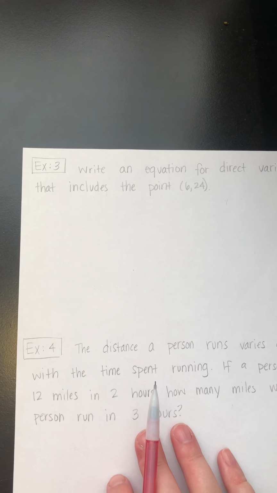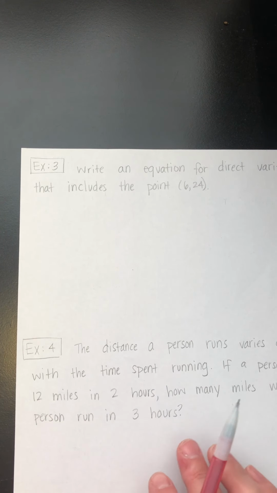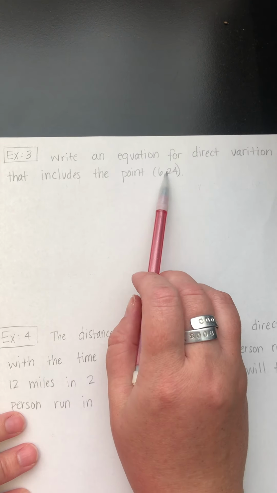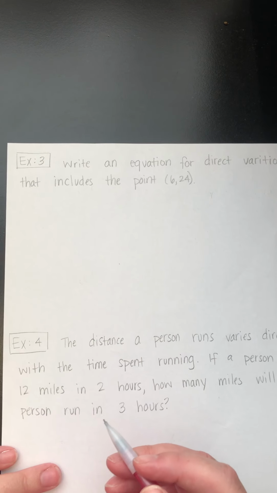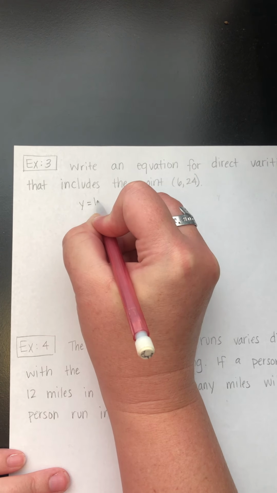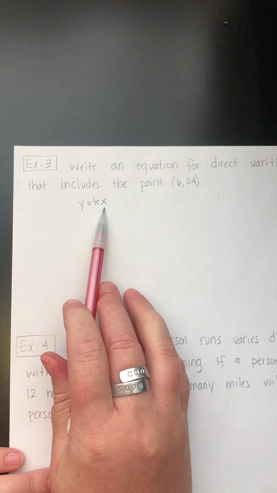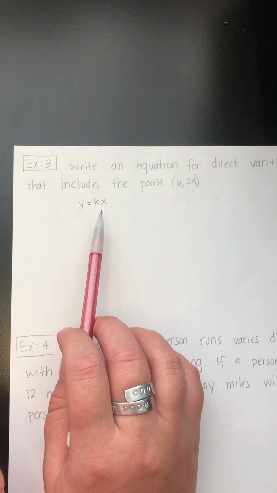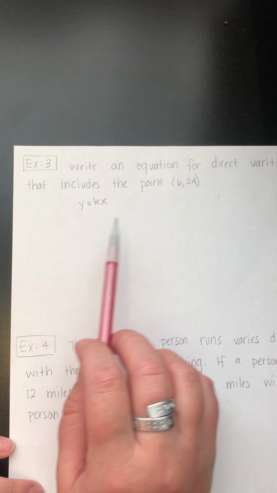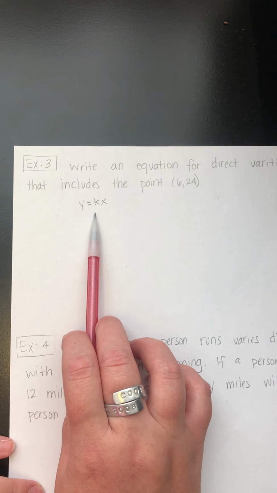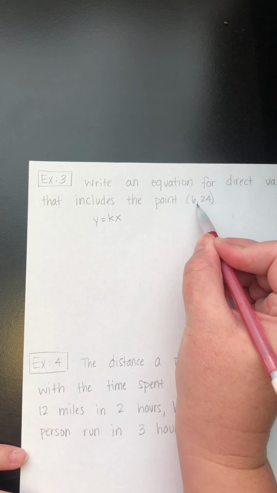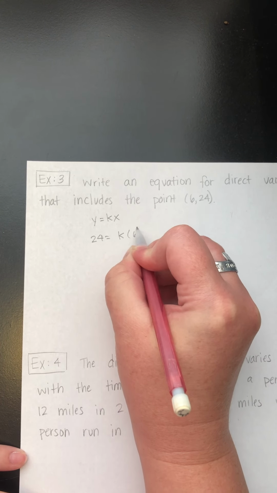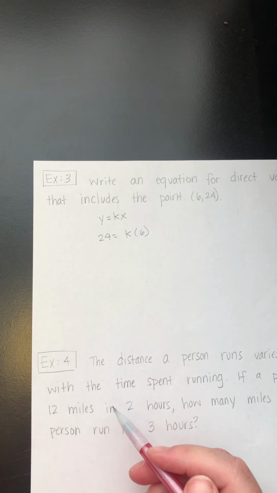Next, example 3. It says that we need to write an equation for direct variation that includes the point 6, 24. Now, our formula for direct variation is y equals k times x. y and x, we can plug that in. k is a constant we'll have to solve for. So the very first thing you need to do is plug this point into your equation. y is 24 right here, x is 6. So 24 equals k times 6. And what you need to do is solve for k. That's the very first step.